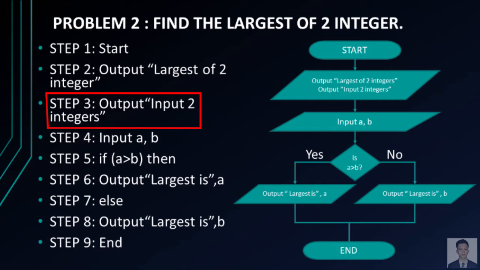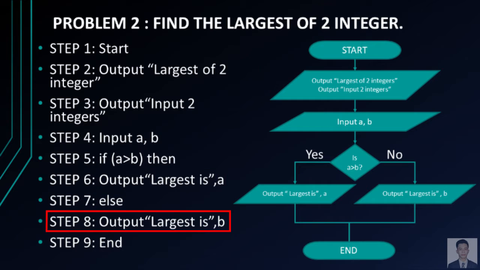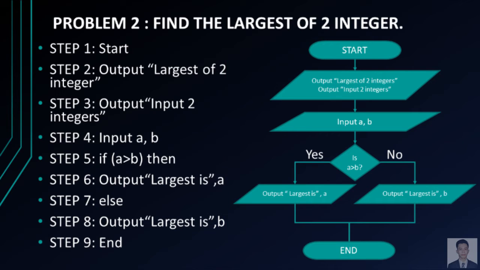Step 3. We need to instruct the user. Step 4. We need to receive two integers. So, input A and B. We can use any other variable name. Step 5. We need to compare. If A is greater than B, then step 6. Print largest is A. Step 7. Else. Step 8. We can print largest is B. Step 9. End. If you look at the algorithm, we are able to draw a flowchart or vice versa.